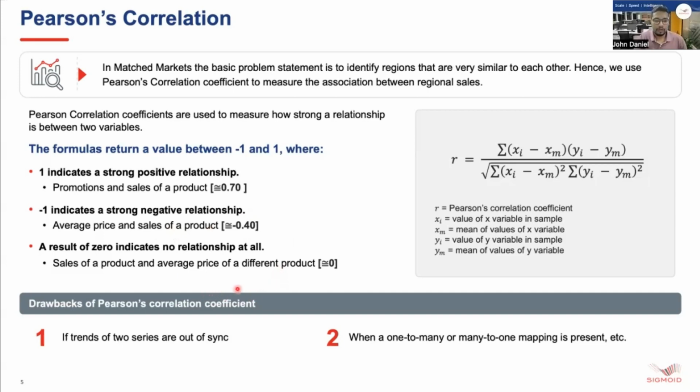There are a couple of drawbacks for Pearson's correlation coefficient. So if the trends of the two series are out of sync, or if there's one-to-many or many-to-one mapping present in one of the series, the coefficient value will come out to be a bit low. Hence, we apply a dynamic time warping treatment to better align the two series.